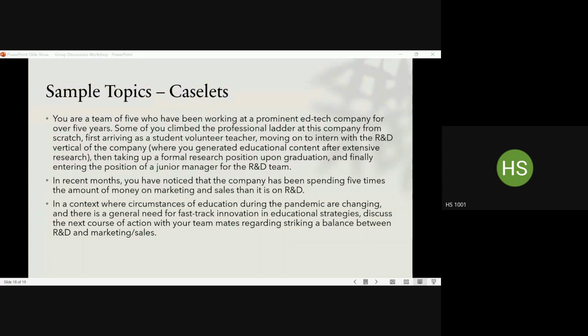Oftentimes in group discussions, we make a suggestion. Let's say that suggestion is not well received, and then we immediately get deflated. We lose confidence to make any further suggestions. That should not be the case. You should be able to move on, think in the moment, be in the moment.